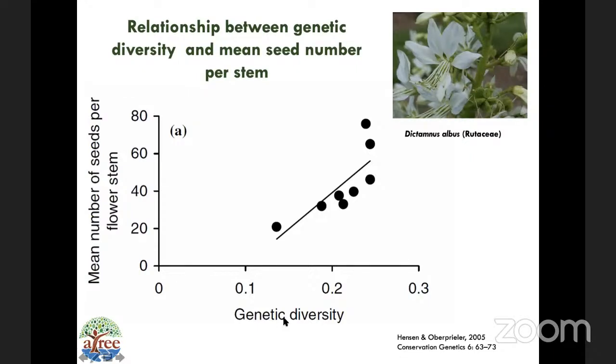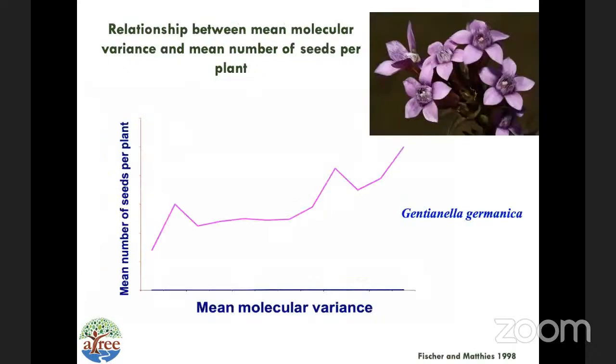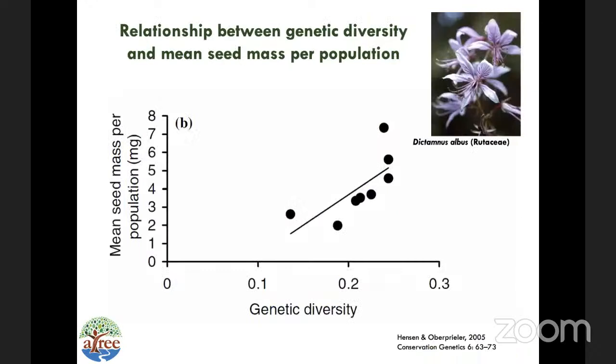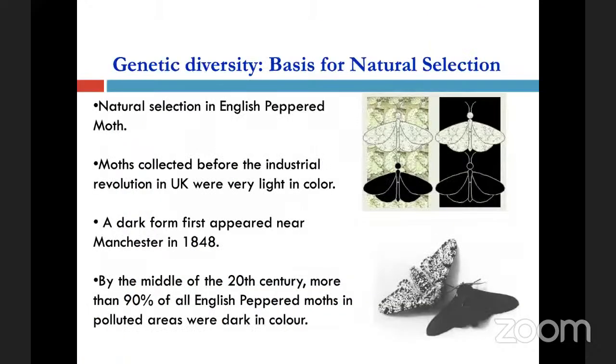Similarly, if you look at here, genetic diversity is directly linked to the number of seeds per flower stem. So if the genetic diversity is very high, the number of seeds per flower stem is also very high. Similarly, number of seeds per plant also is very, very high if the molecular variance or the genetic diversity is very high. Similarly, the seed mass, the seed weight, is also very high only if the genetic diversity in that individual is very, very high. And there have been a number of examples with a number of plants to show that if the genetic diversity is high, the seed number is high, seed weight is high, and therefore the total yield per plant would be very, very high. And that is what was exploited in the Green Revolution.